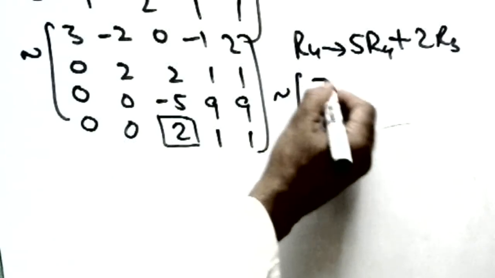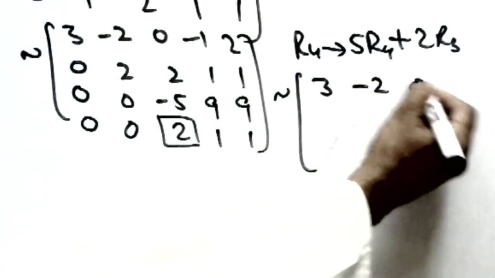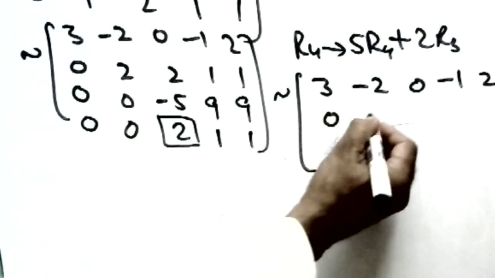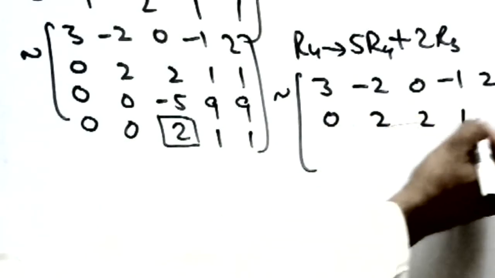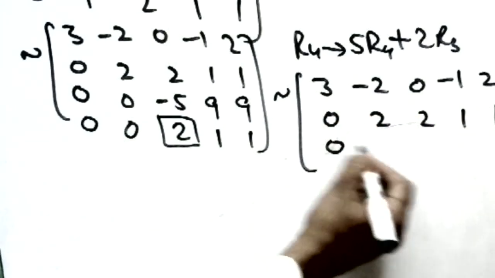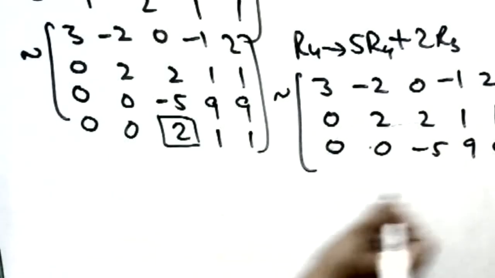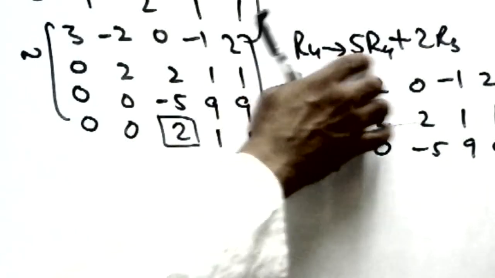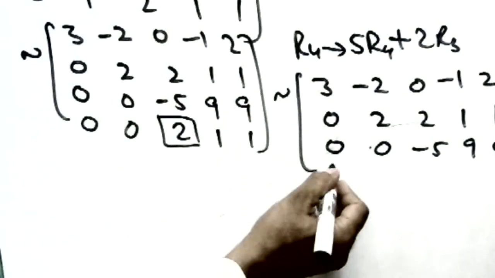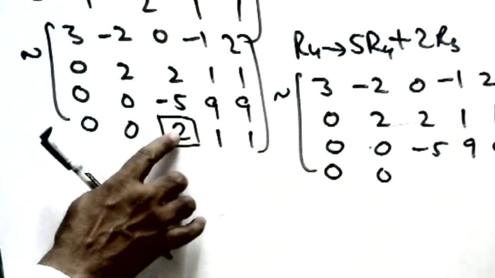So I'm writing here itself. We are not changing the first row. 3 minus 2, 0 minus 1, 2. We are not changing the second and third rows. 2 2 1 1. So this is 0, minus 5, 9, 9. So last one, 5R4 plus R3, both are 0, so there will be no effect.